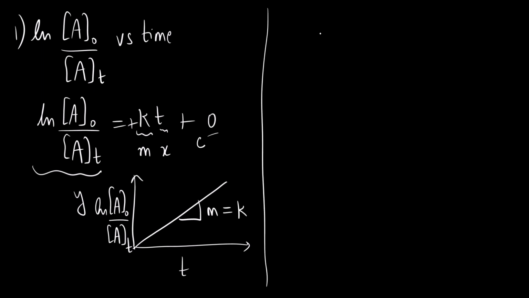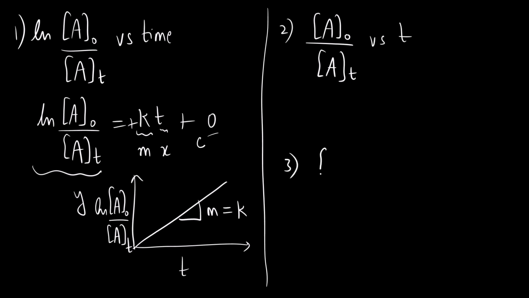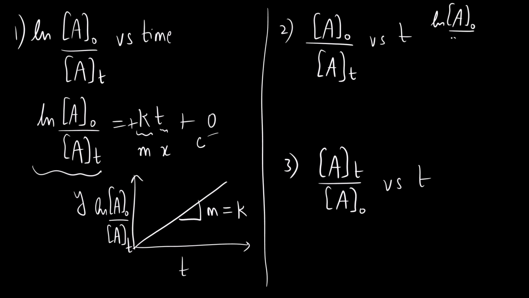A second graph I want to plot is a naught by at versus t. This is the second graph. Third graph is at by a naught versus time t. Now a naught by at, if I want to rearrange this equation, ln of a naught by at, base e, is kt.